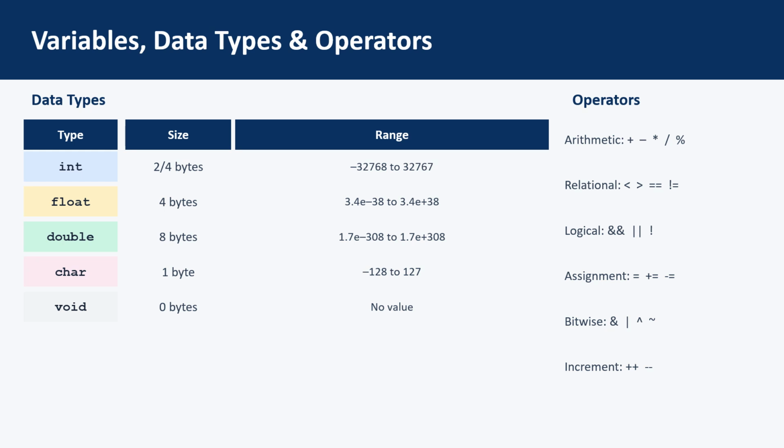C also supports many operators. Arithmetic operators perform calculations: addition, subtraction, multiplication, division, and modulus. Relational operators compare values. Logical operators combine conditions. The assignment operator stores values. Bitwise operators work at the binary level, and the increment and decrement operators increase or decrease values by 1.